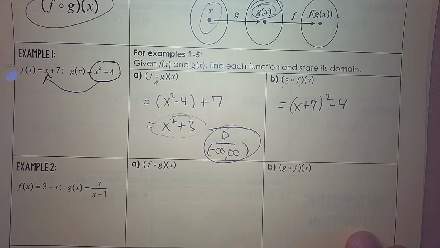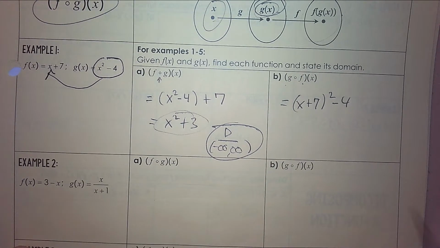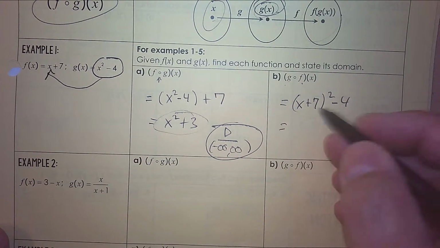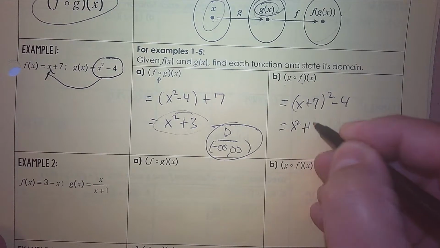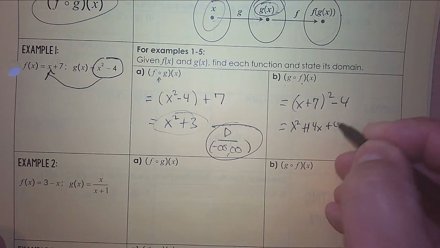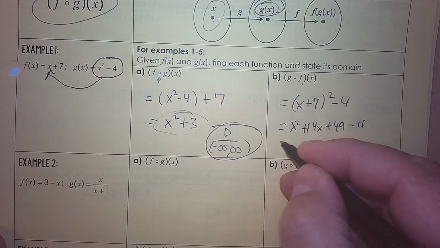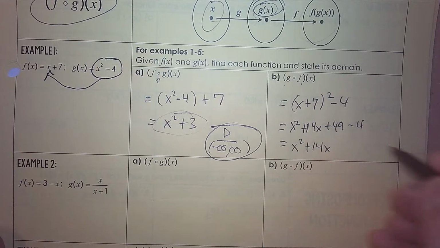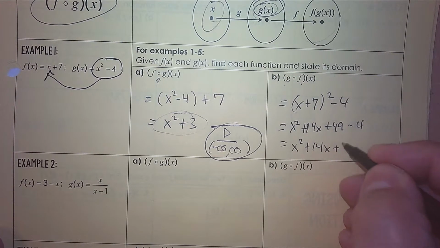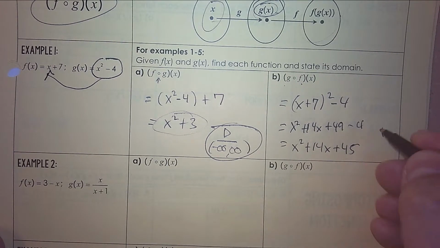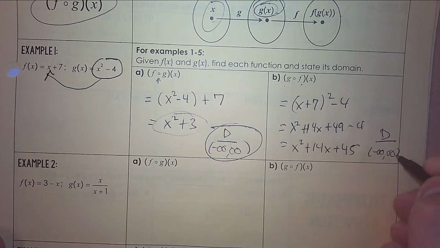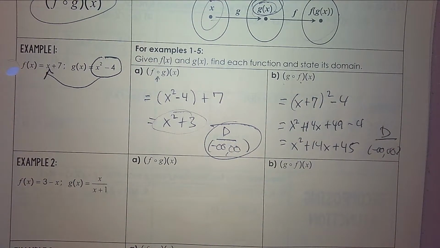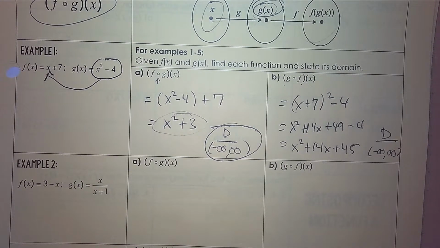Did order matter? Then, if I multiply it out, remember we were learning how to FOIL this? This is x squared plus 14x plus 49, take away 4. And that leaves me with x squared plus 14x, and then 49 take away 4 is 45. And again, they're polynomials. So what am I looking for with domain restrictions? Square root signs and fractions, right? So no square root signs, no fractions, we're good. Just all real numbers. No restrictions.